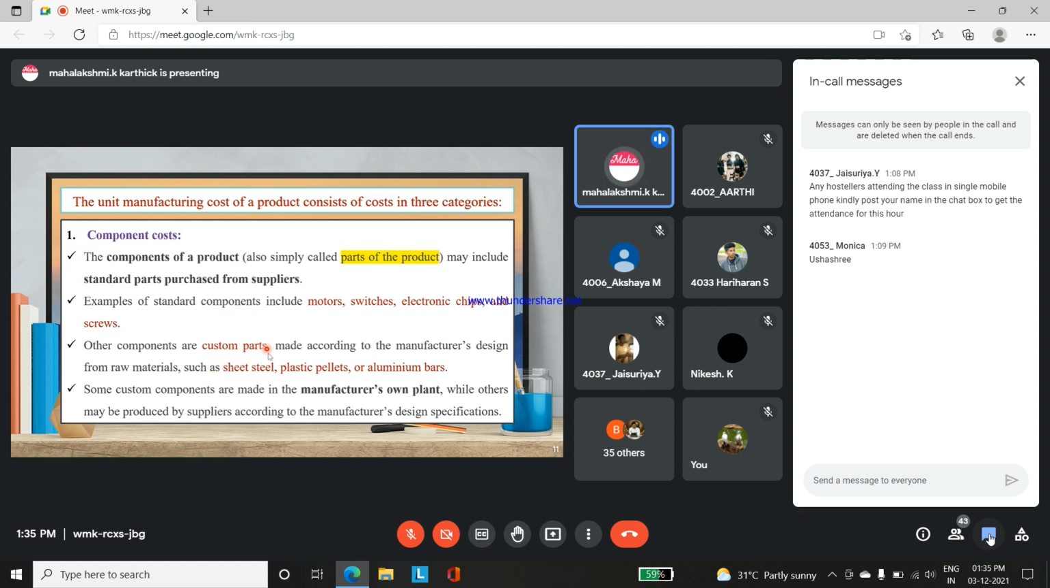Again, custom parts are there. Other components are custom parts. What do you mean by custom parts? Made according to the manufacturing design from raw materials.